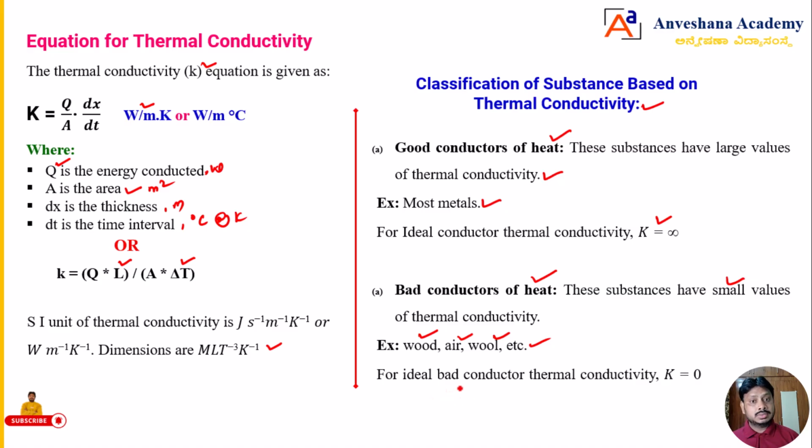Then thermal conductivity for ideal bad conductors, that is K, is equal to 0. But dear students, if we take air or wood, whatever it may be, it has some 0.0-something value, but it has very little thermal conductivity. For the ideal case, we will assume that K is equal to 0 for bad conductors. Okay, this is about the classification of substances based on thermal conductivity.